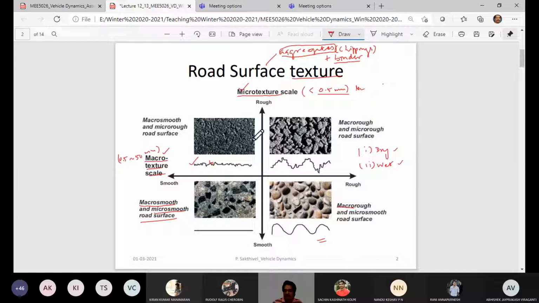If you have that in your mind, or you have understood this, I think today we can comfortably go ahead with understanding tire requirements for wet surfaces.